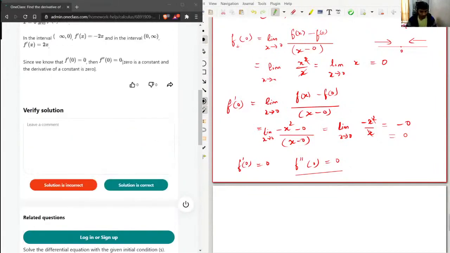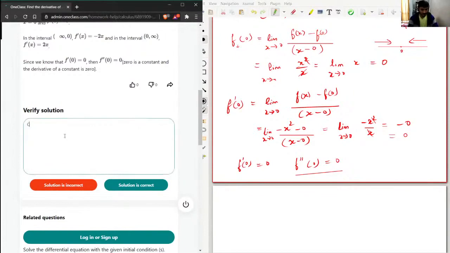So the solution given here is correct, and I'll just write correct solution. Good work.